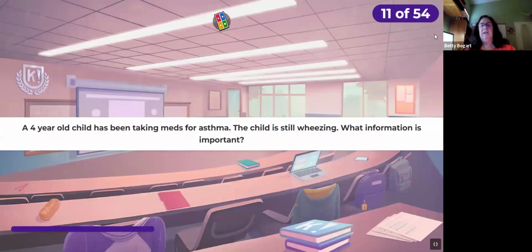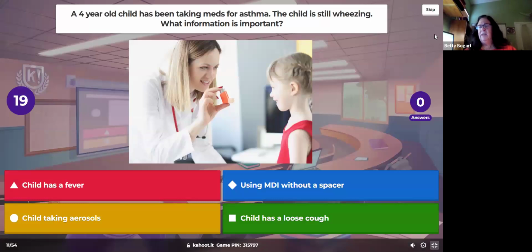A 4-year-old child has been taking meds for asthma and is still wheezing. This information is important: they're taking their medicines. Why are they still wheezing? And what medicines does a child with asthma take? He takes his inhaler, and he's still wheezing.